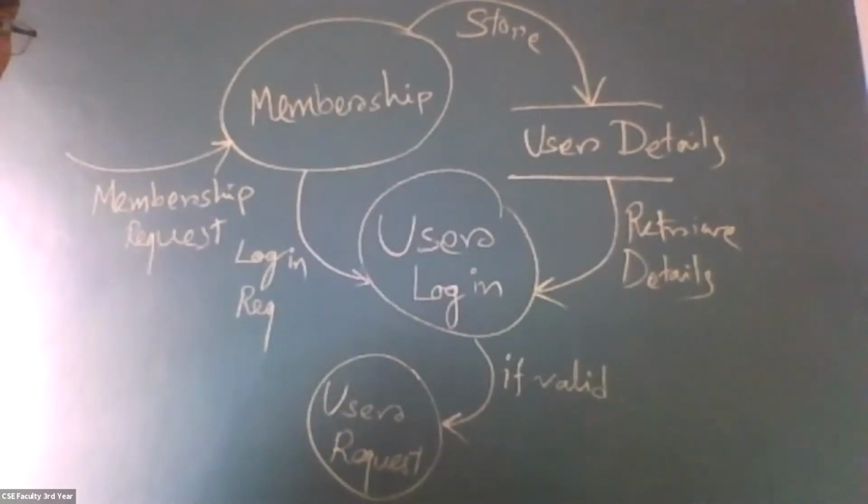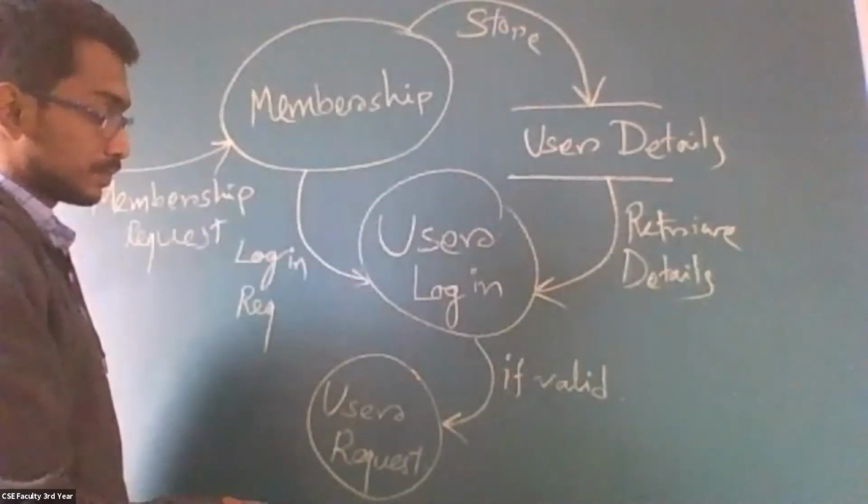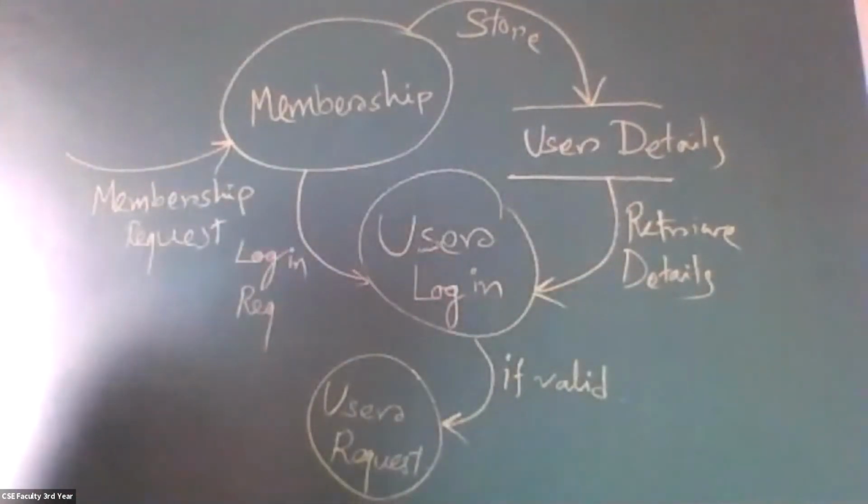Sir, what is after user details? Excuse me, sir? Sir, after the user details, the arrow, sir. User details here. Yes, sir. What is it after that, sir? Return details. Retrieve details. Okay, sir.